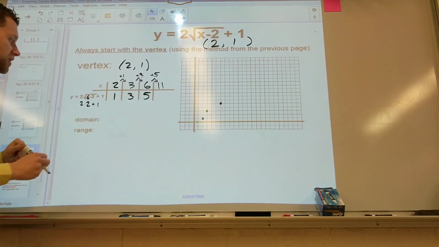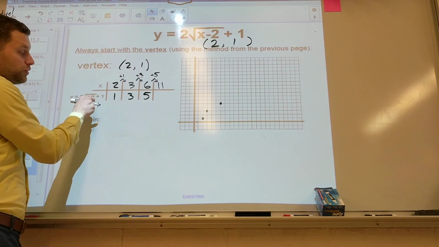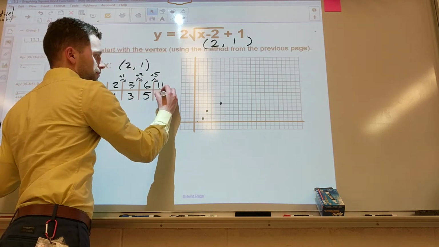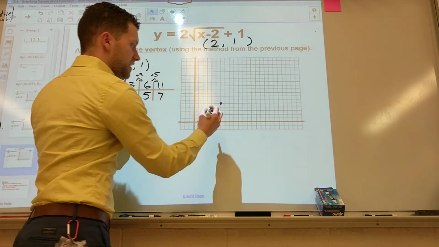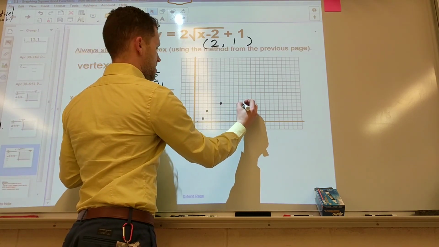And then last one we'll do is 11. So if we plugged in 11 here, 11 minus 2 is 9. The square root of 9 is 3. 2 times 3 is 6, plus 1 is 7. So we can plug that in. So this was 6. So we can do 7, 8, 9, 10, 11, and 2 more.